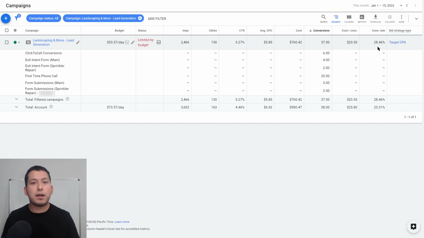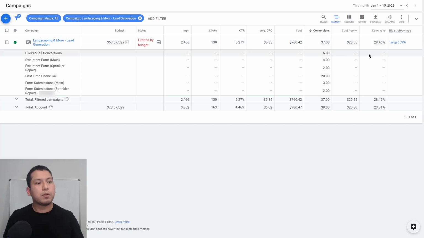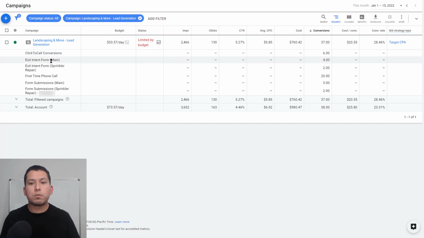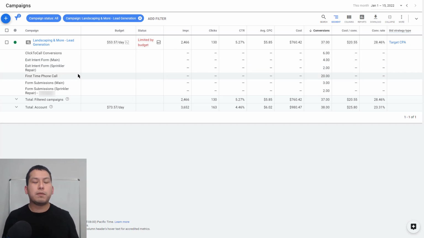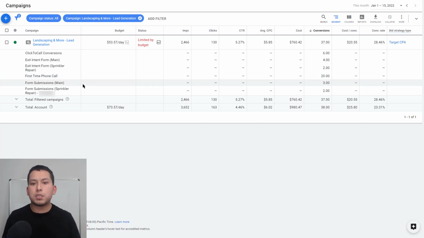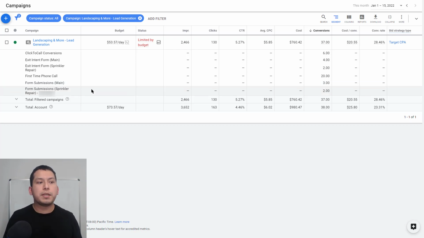So this has increased a lot since November and December, those holiday months. Let's see the breakdown here. The click-to-call conversions, right? These are the mobile phone call icons. These leads total up to 6 for this month so far, 4 exit intent forms for the main landing page, 2 exit intent forms for the sprinkler repair landing page, and 20 first-time phone calls so far. Form submissions so far for the main landing page were 3, and then 2 form submissions for the sprinkler repair landing page. So a lot of good results here, guys.